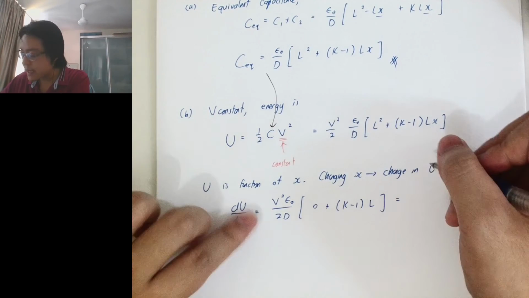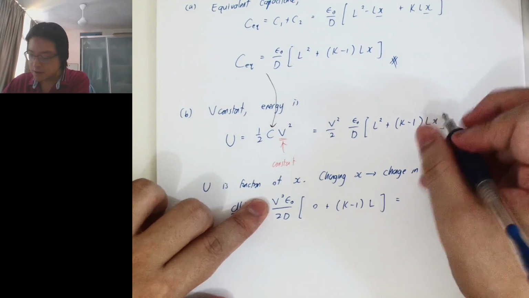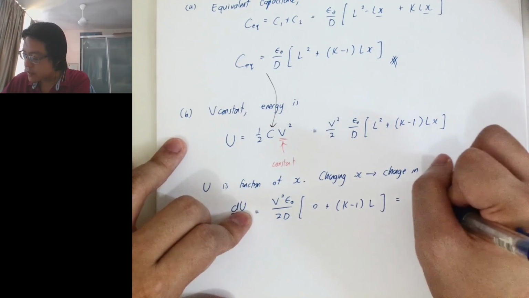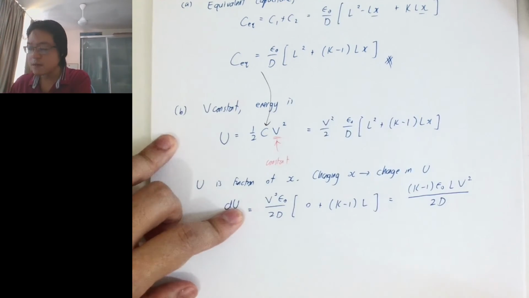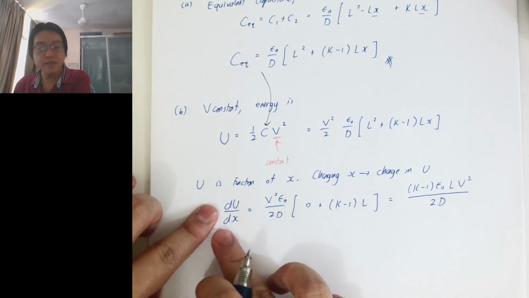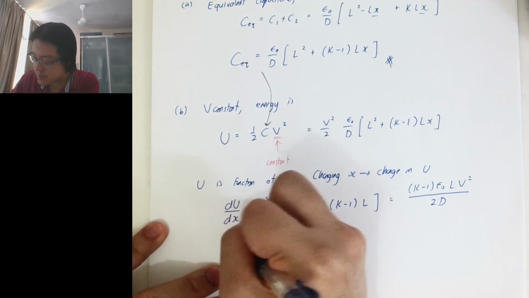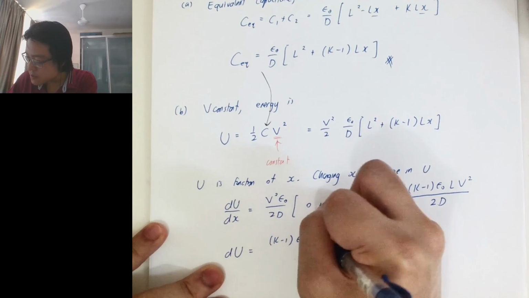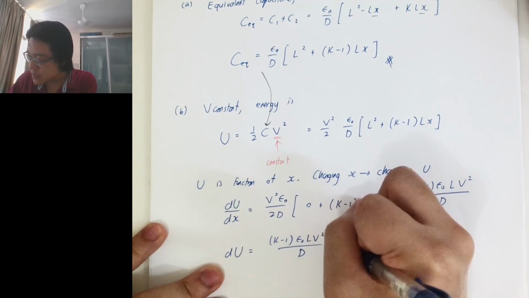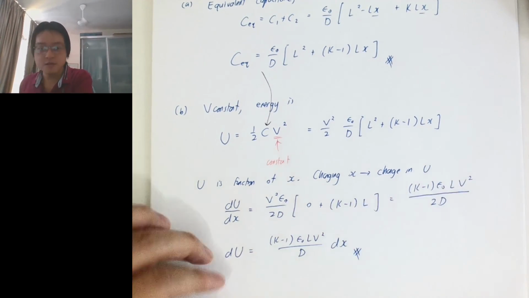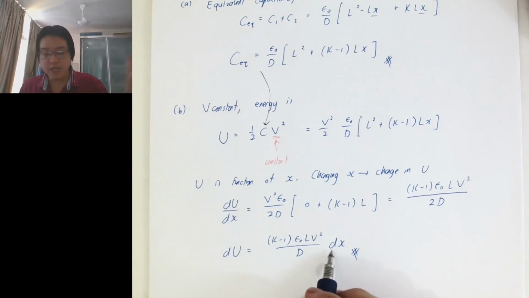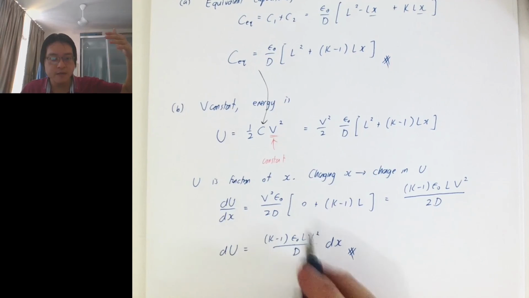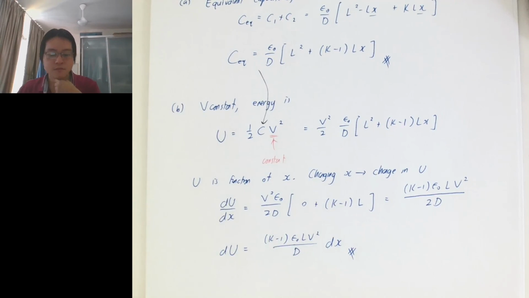So what I have here is (k minus 1), epsilon, L, V squared, and I'm dividing by 2D. Okay, so this is my dU/dx. Therefore, my change is equal to (k minus 1) epsilon L V squared over D dx. That is the answer we are looking for. If I change by an amount of dx, my energy stored in the system will change by this amount.